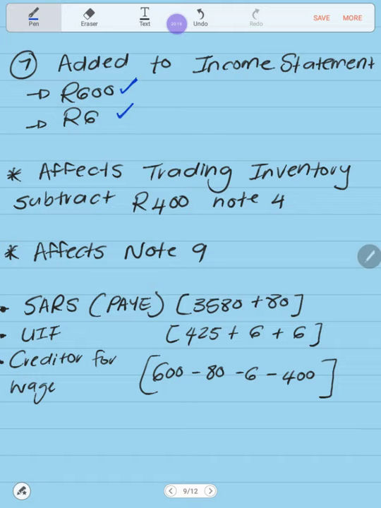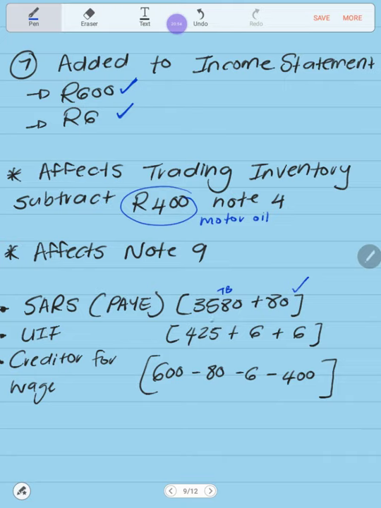It will also affect your trading inventory. You'll subtract 400 Rand from note 4. Why? Because he has taken motor oil. So it affects your trading inventory. And it's going to also affect note 9, which is trade and other payables. The pay as you earn, you're taking this from your trial balance and you are going to add the 80 Rand. Remember, even though we have not paid this expense, we still have to account for it in our books.